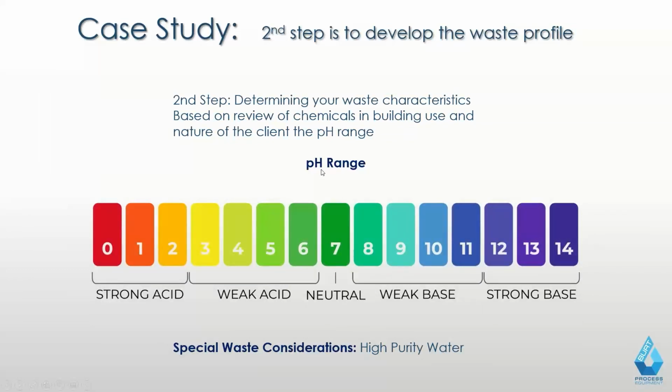Looking at the pH range, this is going to be determined from the characteristics here. As I mentioned earlier, strong acids are kind of 0 to 2, strong bases are kind of 12 to 13 to 14. This is kind of the normal treatment range. And we're going to likely fall within this range, kind of 3 to 12 in these cases here, but we do have some high purity water presence in the system.